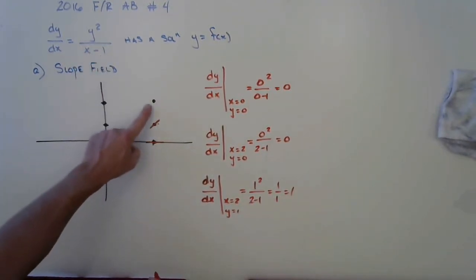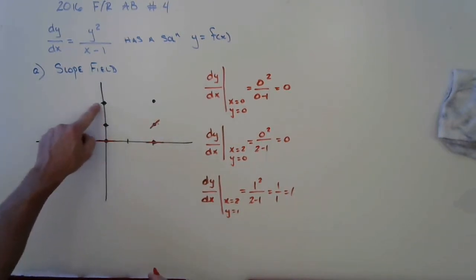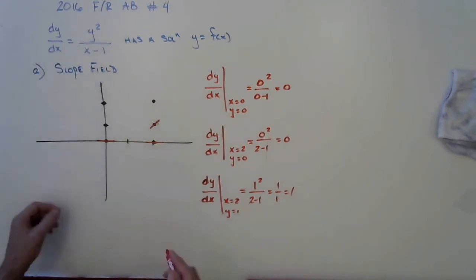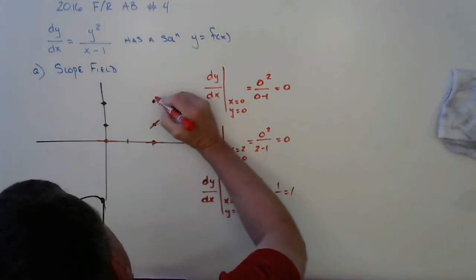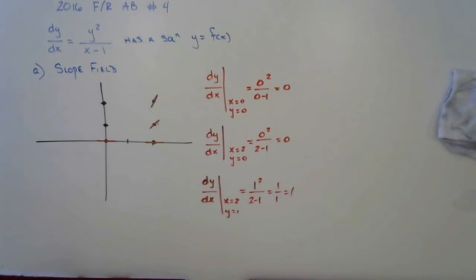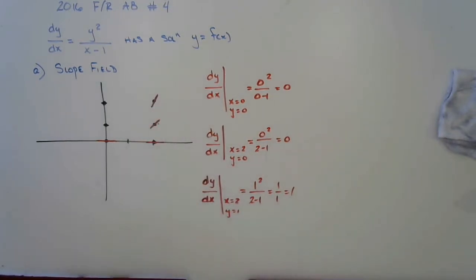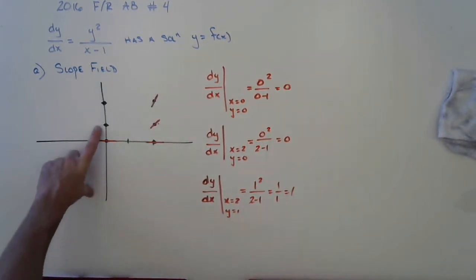Remember, that's the point. X is 2, y is 2, right? That's the point. So 2 minus 1 is 1. 2 squared is 4, so we would draw a steeper slope here. Now, they don't expect you to get out a protractor and try to figure out the angle. They just want you to show them that one was 0, that one was 1, that one was 4, 4 steepest. All right?